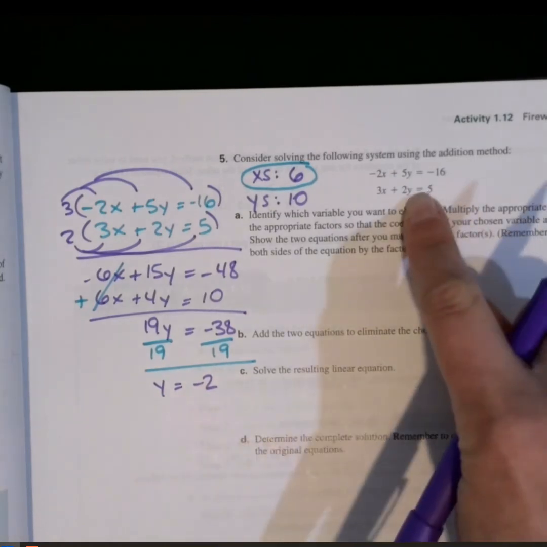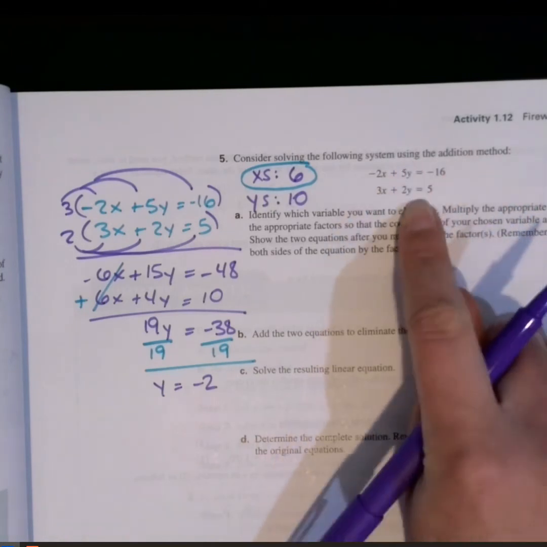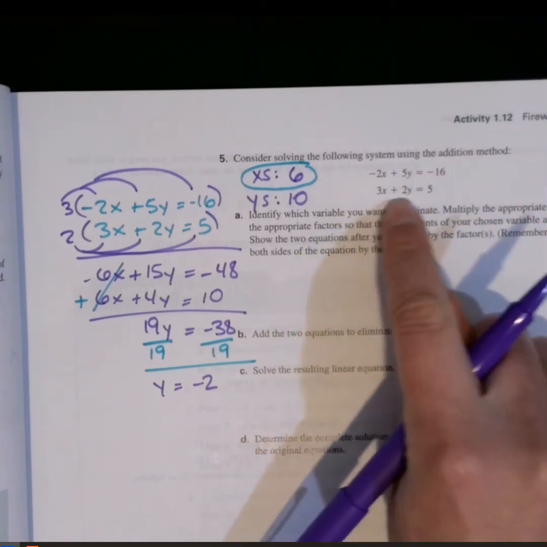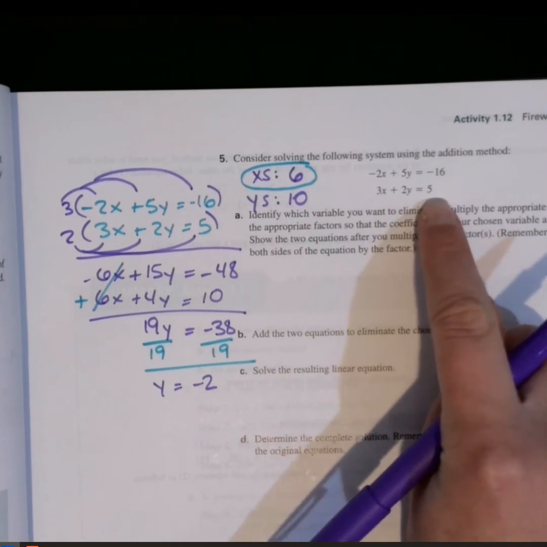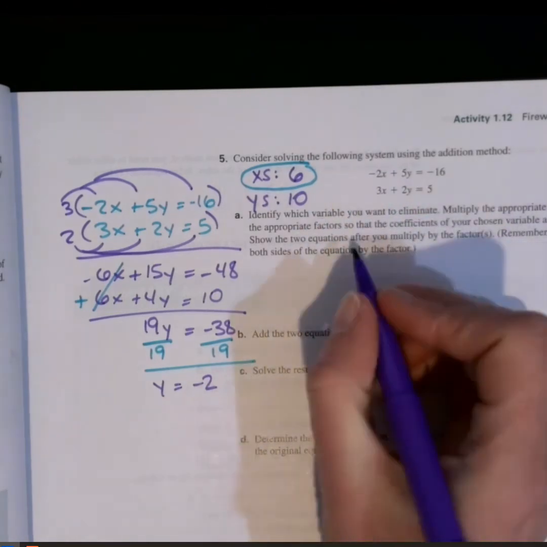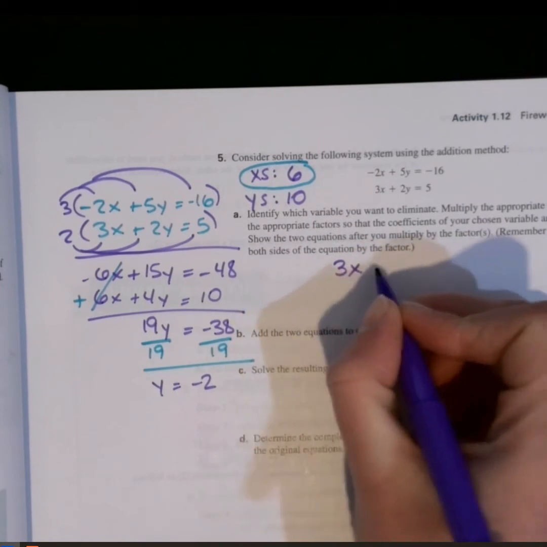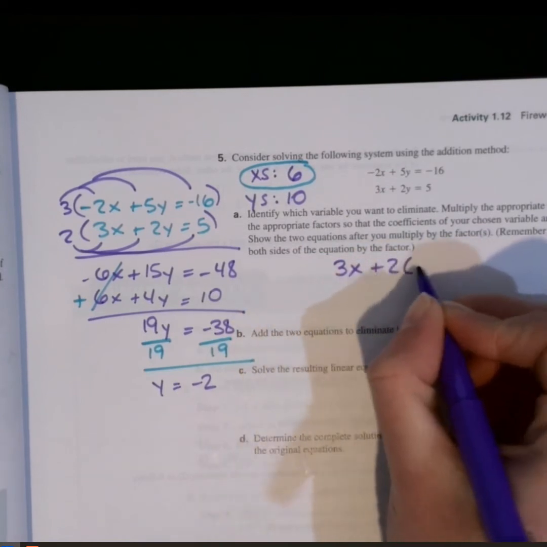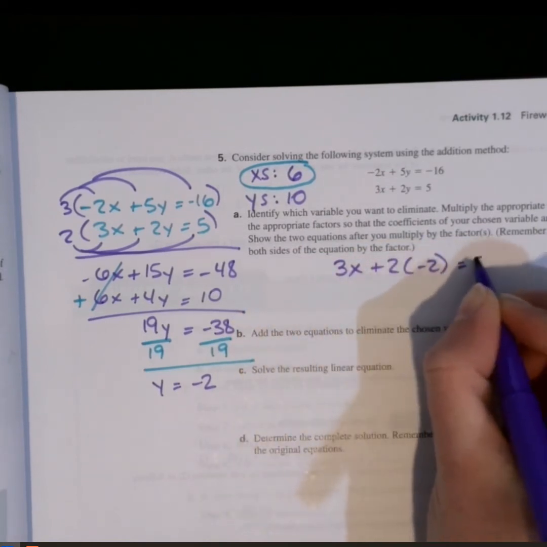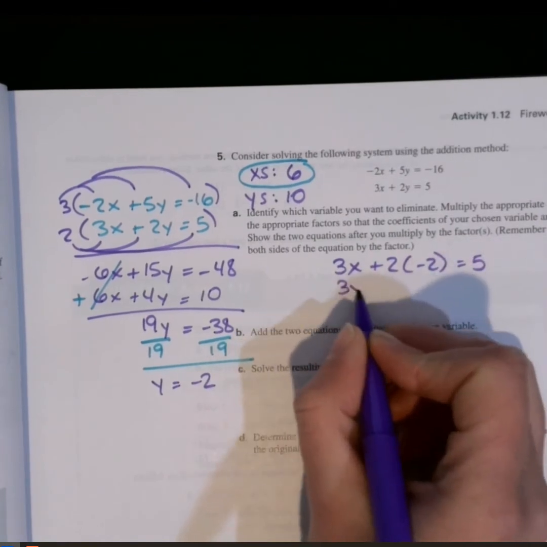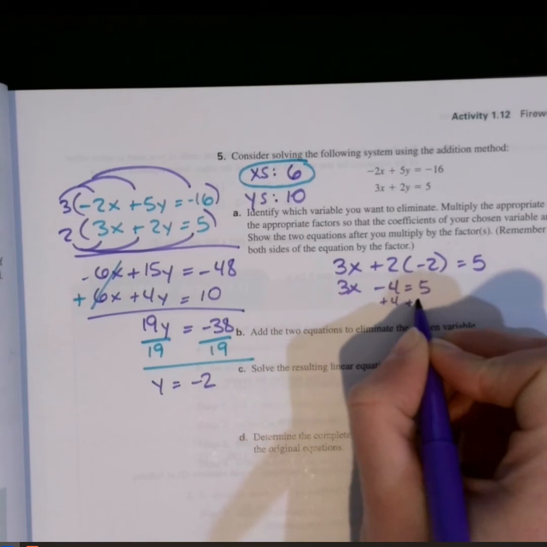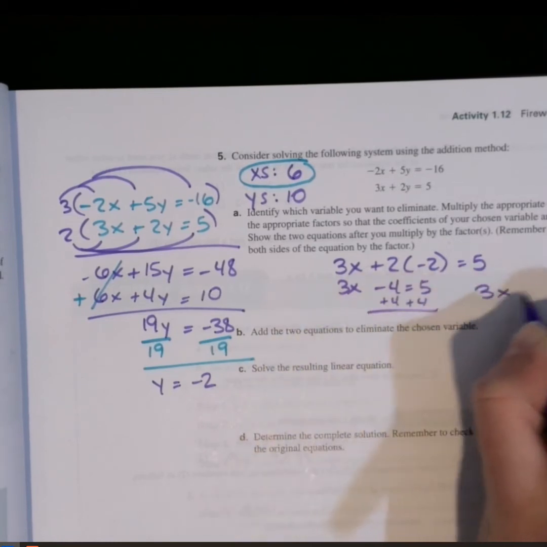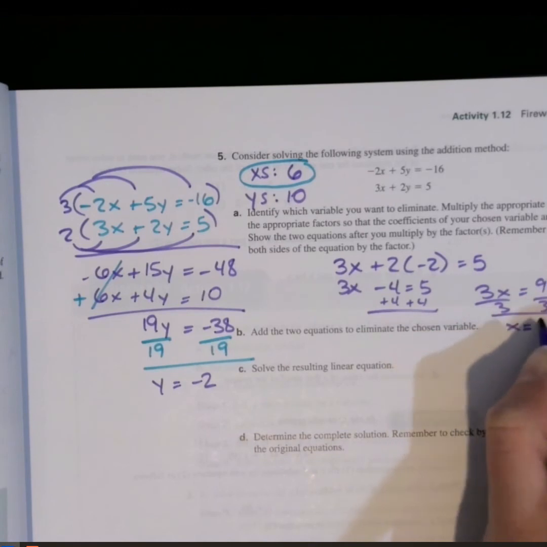So y, I can plug in either one. I'm just kind of looking to see which of the ones I like the numbers better. I like the bottom numbers better because they're littler and they don't have negatives. So I think I'm going to choose that one. So 3x plus 2y, which is negative 2, equals 5. So that's 3x minus 4 equals 5. Add the 4 to both sides. 3x equals 9. Divide by 3. X is 3.